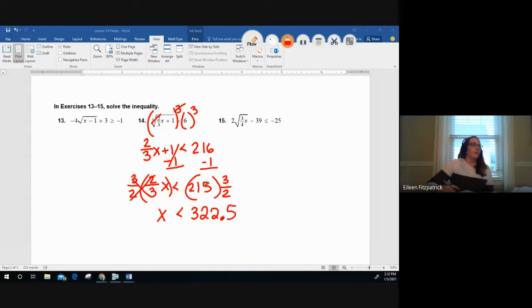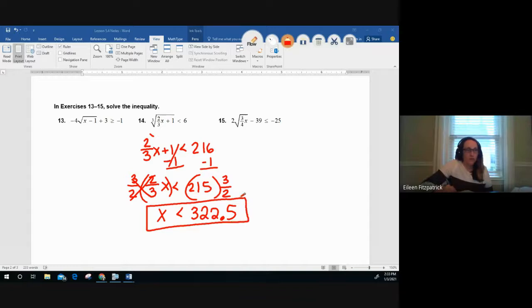322.5. Now, we always have to think about rejectable solutions with these types of problems. Keep in mind it's a cube root. So ask yourself, are you allowed to have positives under a cube root? Can you take the cube root of a positive number? Can you take the cube root of a number like 8? Yeah. Can you have a 0 under a cube root? Yeah. Can you have a negative under a cube root? Yeah. So there are no restrictions. X can be any number less than 322.5 because it's okay for X to be negatives.